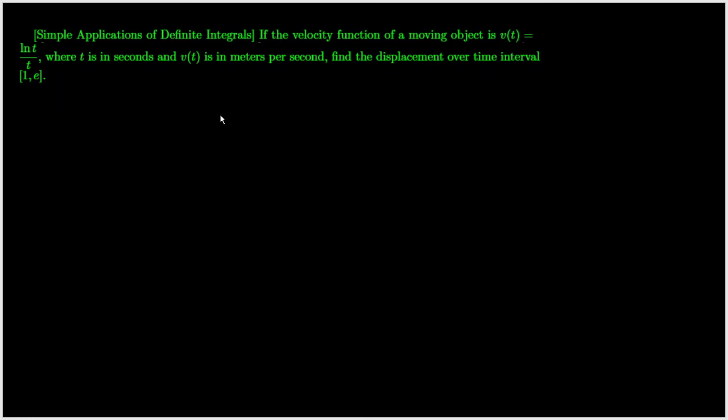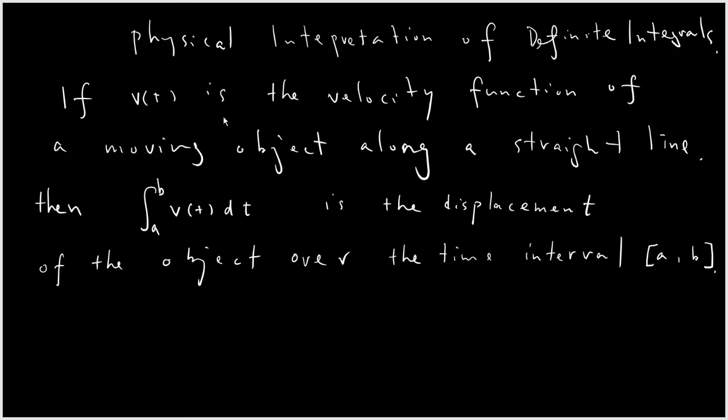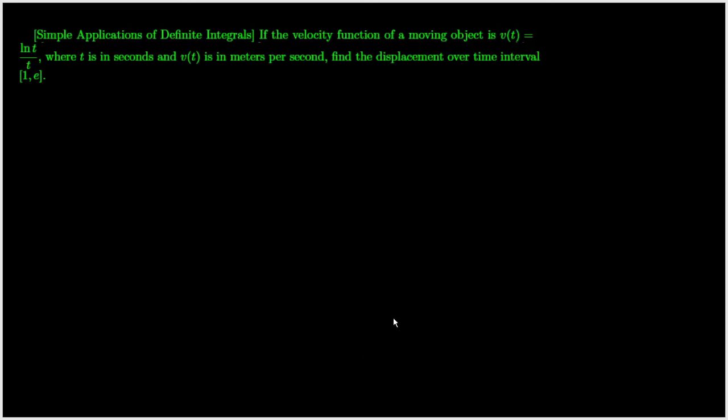Before we work on the question, let's recall the physical meaning of definite integrals. If v of t is the velocity function of a moving object along a straight line, then the definite integral of the velocity function on the time interval from a to b physically means the displacement of the object over the time interval from a to b. Now let's work on the question. Now the solution.